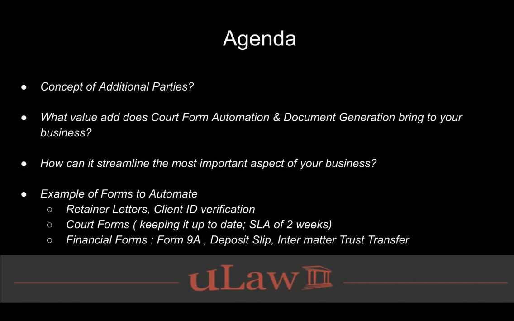which is, let's say, right from the beginning, you have retainer letters, client intake forms, client ID verification. There are several forms that you would be using to interact with your client. Those are called client-facing documents. And then there'll be some of them that are part of code forms. And then there'll be more for your office use, like your deposit slips, and other documents that you can print on your own, like financial forms such as Form 9As, interim trust transfer. There are so many of these that you can actually fill on your own. And we're going to see how all of those can be done by automating these forms.